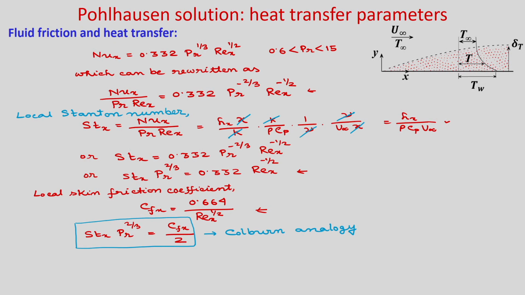Now, when Prandtl number is equal to 1, this expression becomes Stanton number x is equal to Cfx by 2, and this expression is known as the Reynolds analogy. So, you can calculate the local heat transfer coefficient when the local friction coefficient is known on a flat plate under the conditions in which no heat transfer is involved.